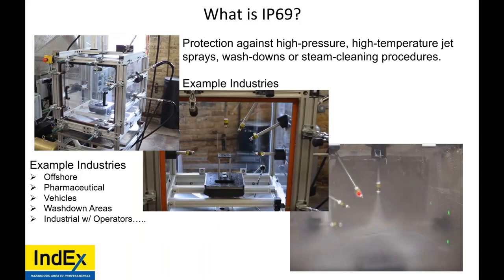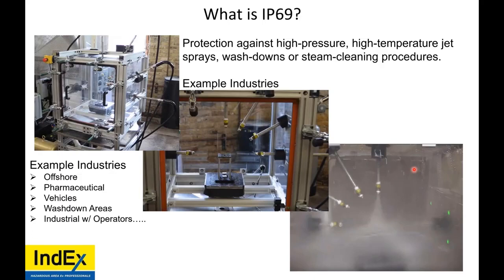Okay. What is IP69? Well, it's protection against high pressure, high temperature jets, usually for wash down or steam cleaning procedures. Example industries: offshore, pharmaceutical, vehicles, wash down areas.